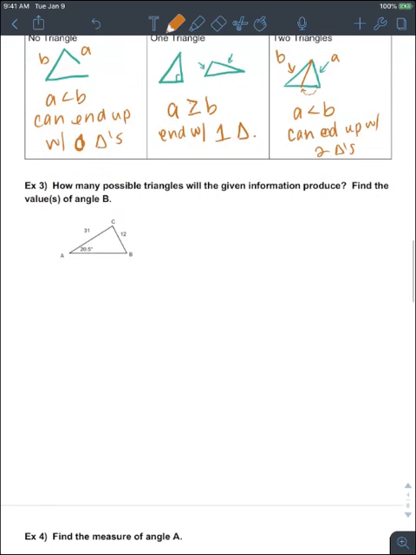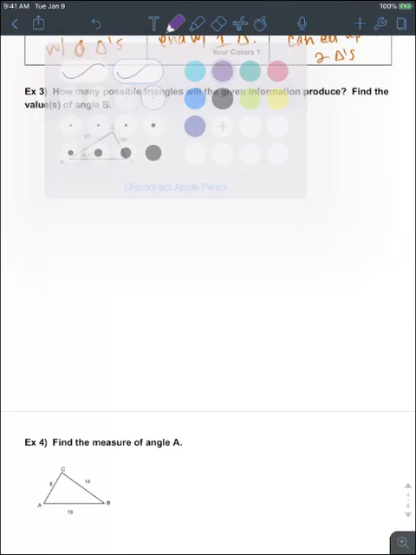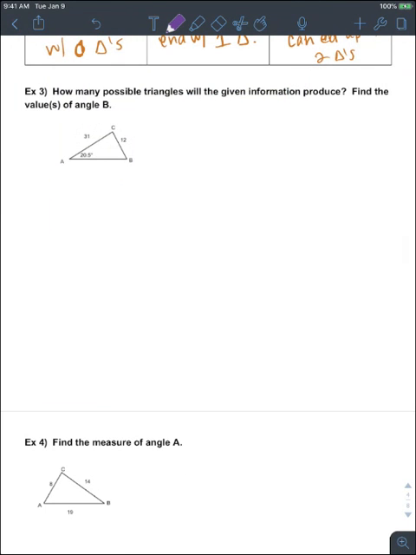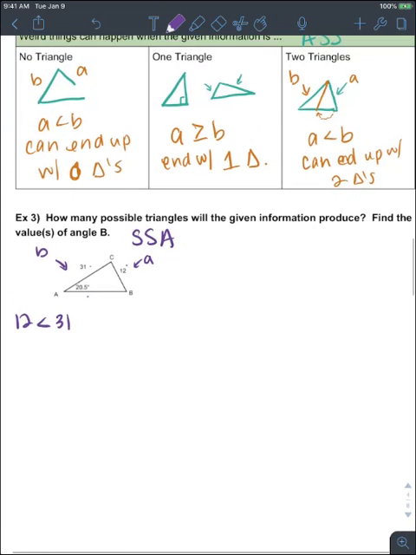All right. So let's look at this third example here. How many triangles are we going to produce given this information? So, well, what do you know? It's side, side, angle. Okay, it's 2 sides and the angle outside. So what I want to do is look at side A, the side across from our given angle. And what is its relationship to B? So it looks like 12 is something to 31. 12 is definitely less than 31. So I'm either going to end up with one triangle or 2 triangles.